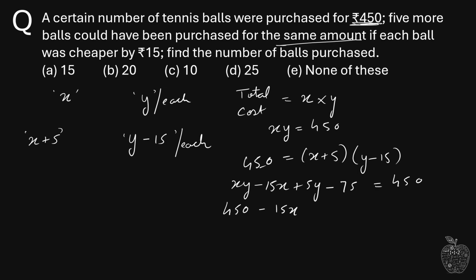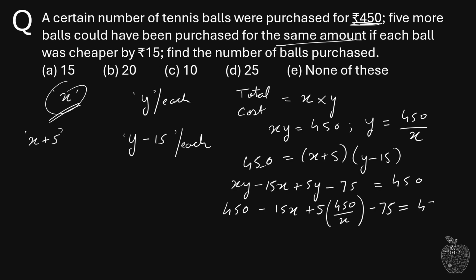Now, what are we asked? We are asked to find the number of balls purchased. So we know that X balls were purchased. That means we have to find out the value of X here, right? So what we'll do is write this equation in terms of Y. We can write Y as 450 divided by X. And now we'll substitute the value of Y in here. So we have 450 minus 15X plus 5 times 450 by X minus 75 is equal to 450.